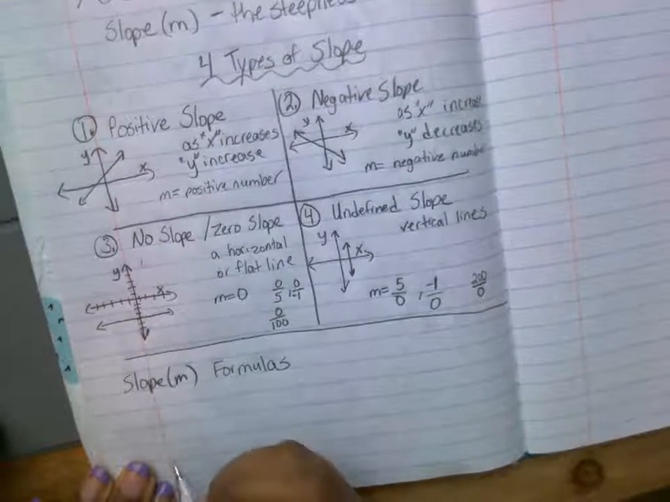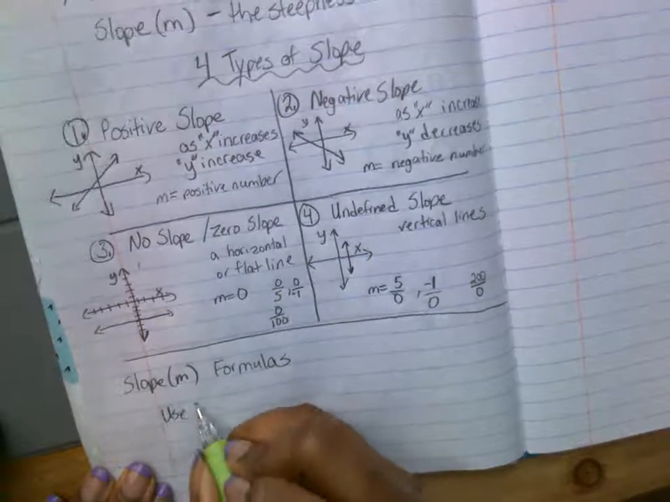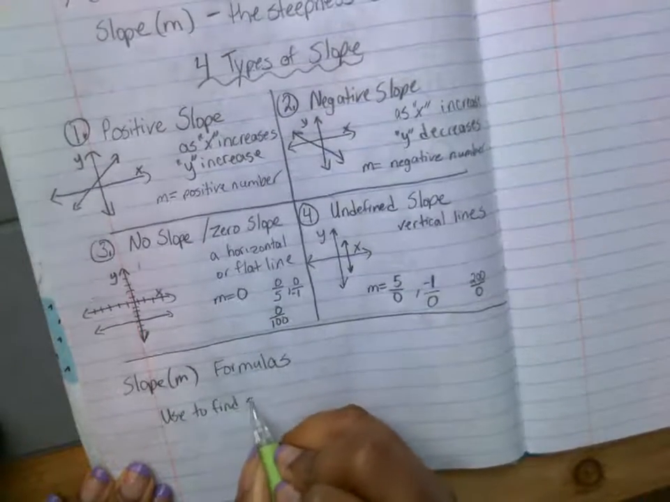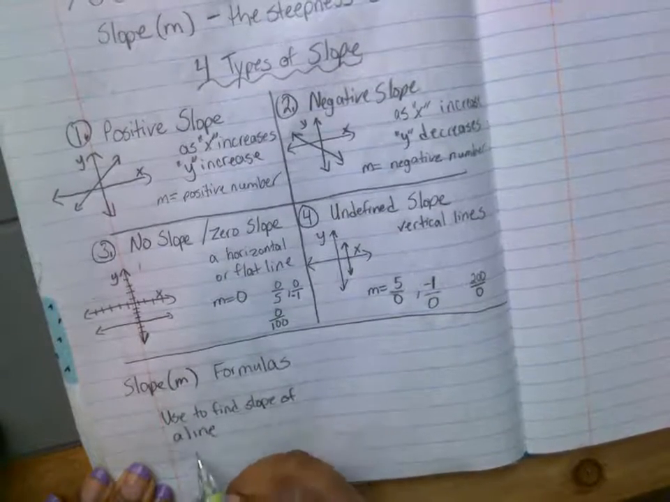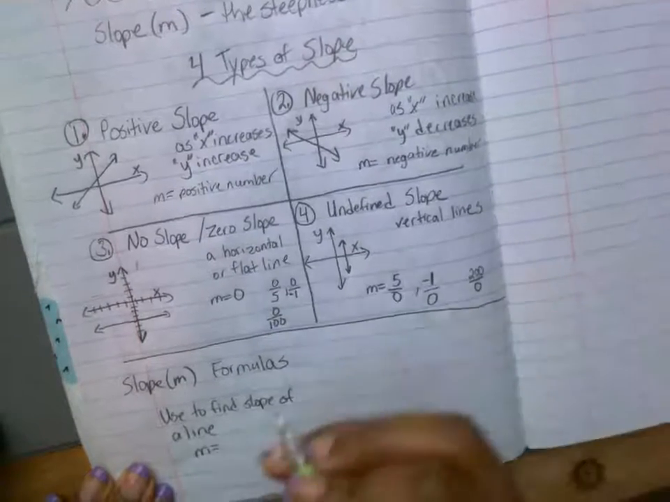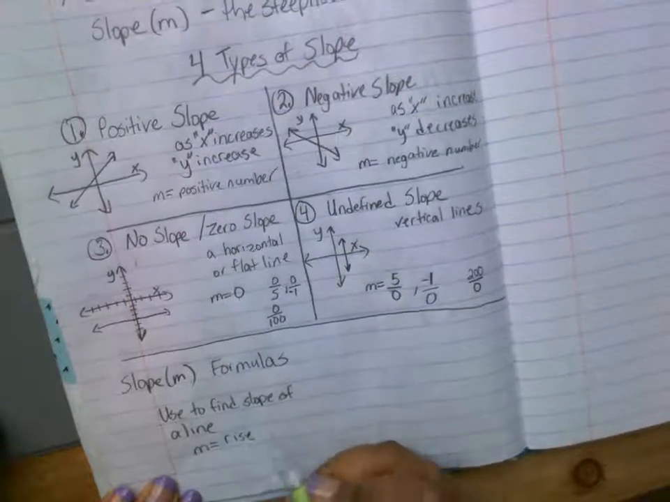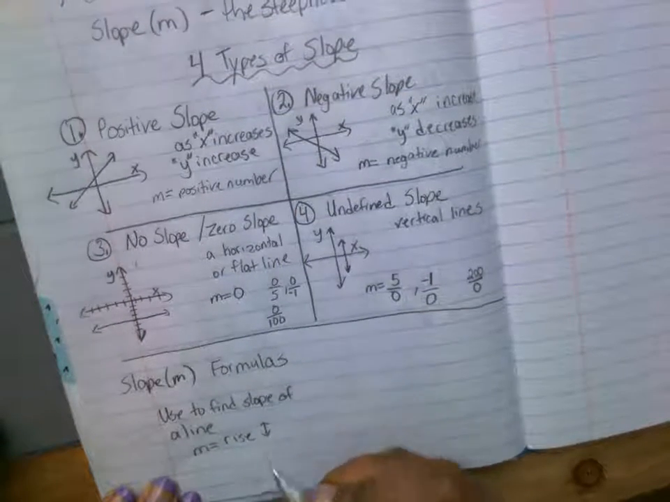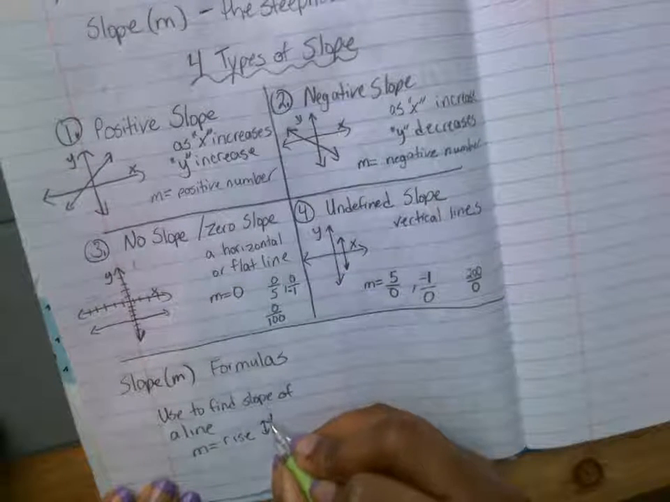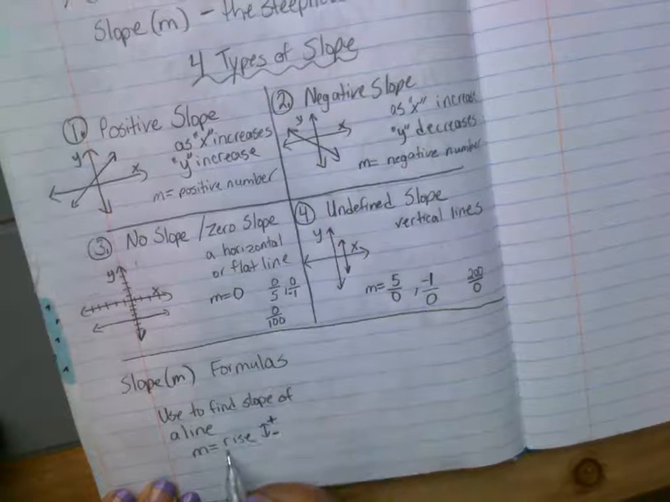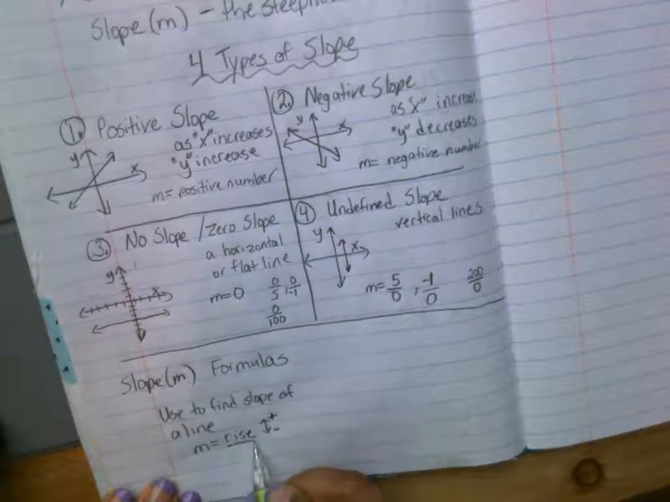All right, the first formula we use to find the slope of a line. And you probably remember this from last year. It's M, which represents slope, equals rise over run. Rise is how far you go up or down to get to the next point. If you're going up, that's going to be a positive number. If you're going down, the top number is going to be negative.